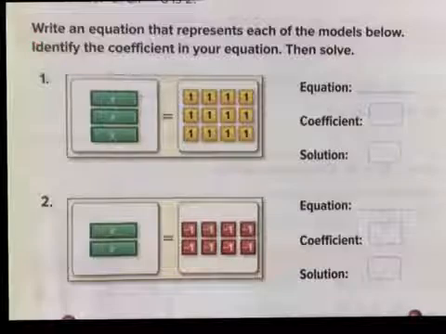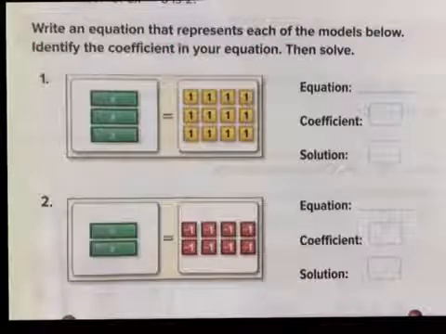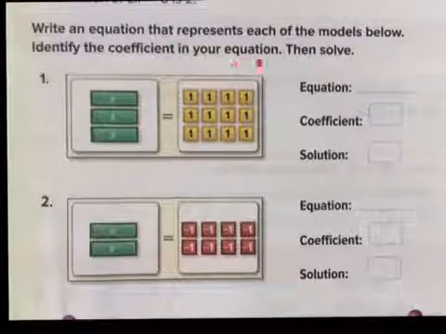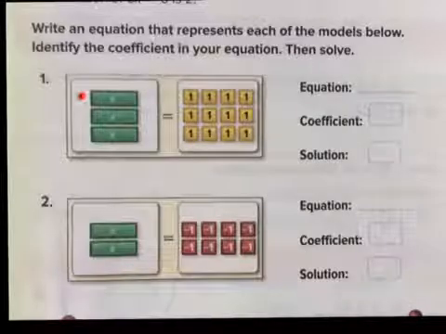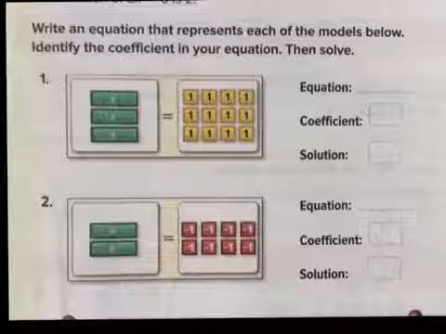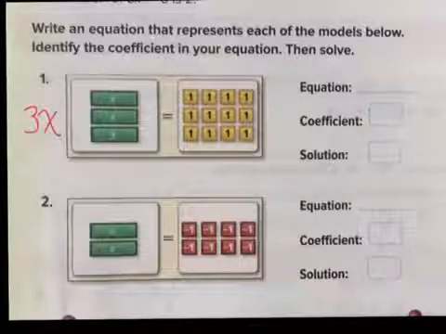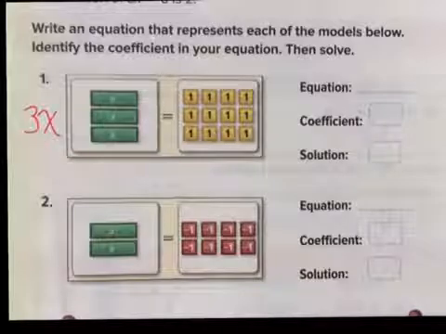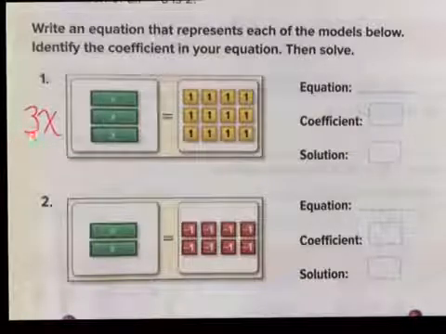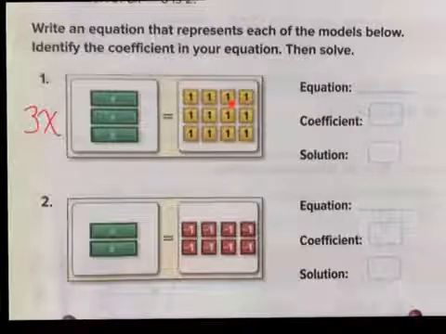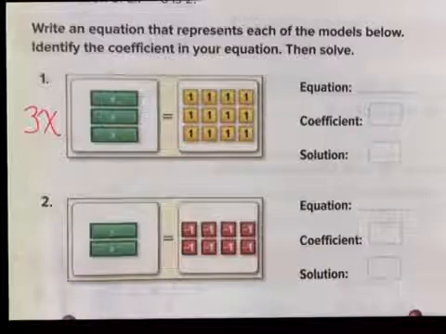Write an equation that represents each of the following models below. Identify the coefficient in your equation, then solve. Okay, here we have 1, 2, 3, so we have 3 x's, right? So we would write it as 3 x's, correct? Because we have 1, 2, 3, so 3 x's, our coefficient is 3, equals 4 by 3 is 12. We have 12 of them there.